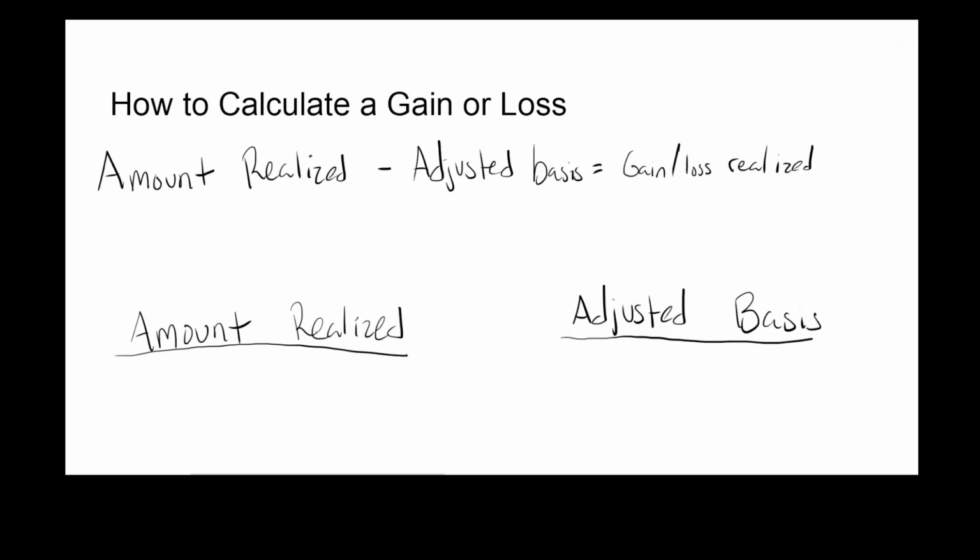So what are we talking about here? Amount realized is going to be things such as the sum of money received, the fair market value, or FMV for short, of property received, less the cost paid to transfer the property, so we subtract out transfer cost.